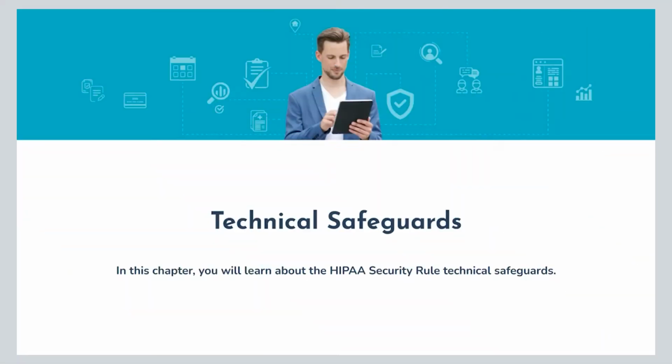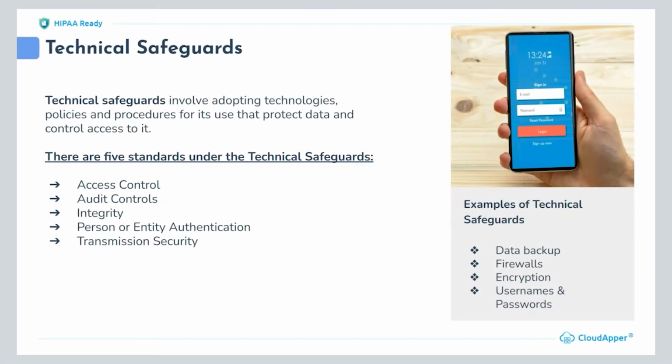In this chapter, you'll learn about the HIPAA Security Rule technical safeguards. Technical safeguards involve adopting technologies, policies, and procedures for its use that protect data and control access to it. There are 5 standards under technical safeguards: access control, audit controls, integrity, person or entity authentication, and transmission security. Some good examples can be data backup, firewalls, encryptions, and so on.